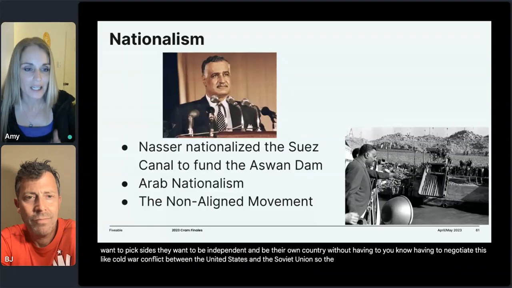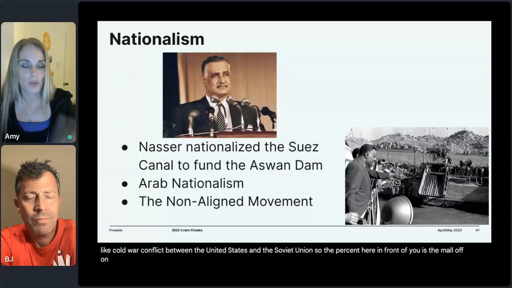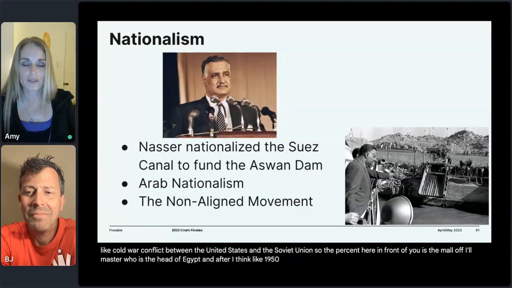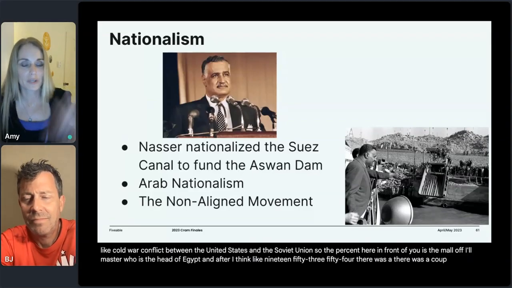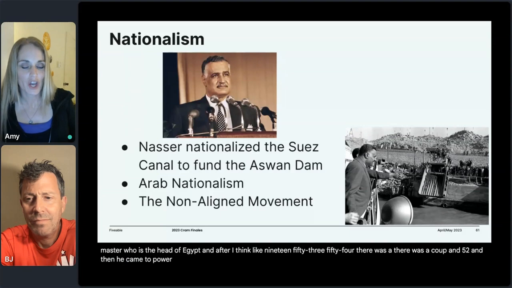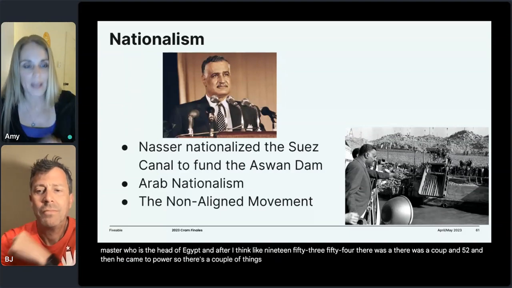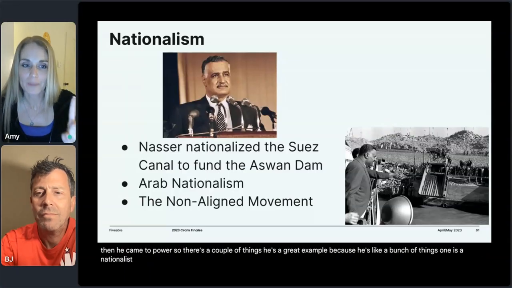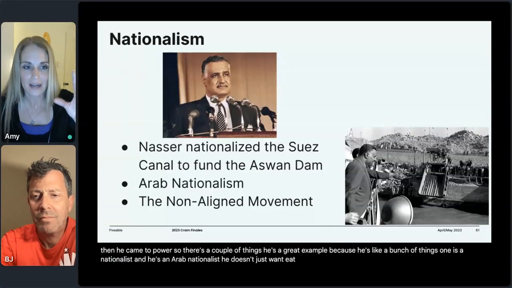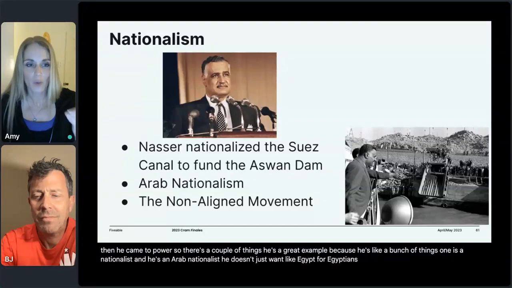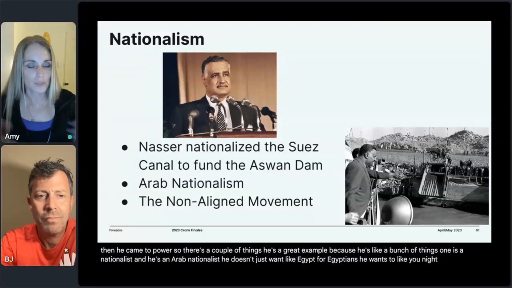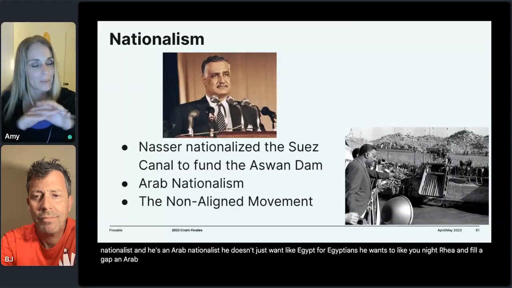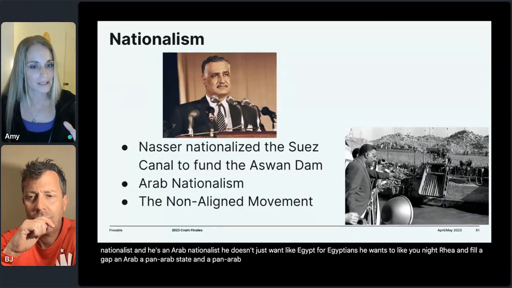So the person here in front of you is Gamal Abdel al-Nasser, who is the head of Egypt. I think after like 1953, 54, there was a coup in 52, and then he came to power. So there's a couple of things. He's a great example because he's a bunch of things. One, he's a nationalist, and he's an Arab nationalist. He doesn't just want Egypt for Egyptians. He wants to unite the Arab world, in particular Egypt and Syria, into a pan-Arab state and a pan-Arab alliance.